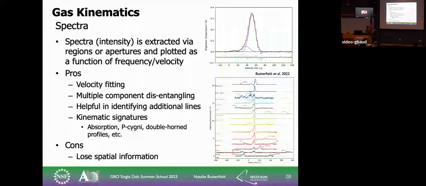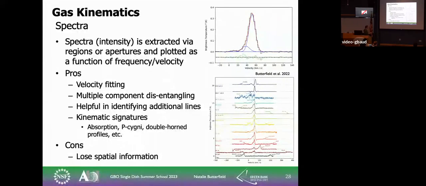What I'm showing here is a 3 millimeter observation where we had targeted several pretty prominent 3 millimeter lines, for example SiO and HDN. When we were looking through our spectra, we noticed that several of these had additional lines in there. We were then able to use the Doppler shift equation that I showed earlier to backtrack and identify what those lines are. So it can be helpful in identifying additional lines that you might have, and then looking for kinematic signatures, such as absorption, P-Cygni profiles, and double-peaked profiles.